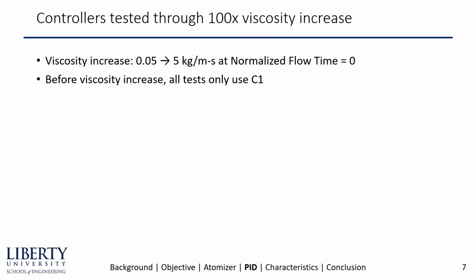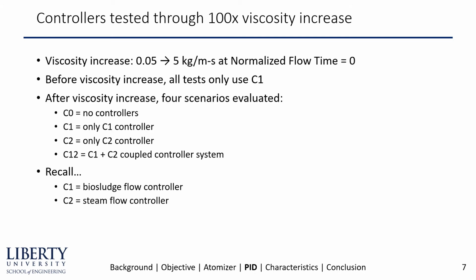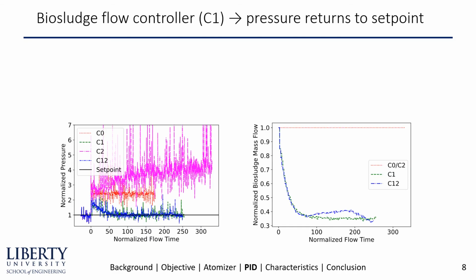Before the viscosity increase, all the tests only use C1 as a constant baseline, and then we step increase the viscosity and evaluate 4 scenarios. No controllers, just C1, just C2, or C1 and C2 as a coupled controller system. Recall that C1 is the biosludge flow controller and C2 is the steam flow controller. So what did we find?